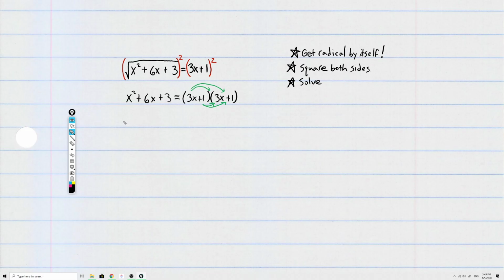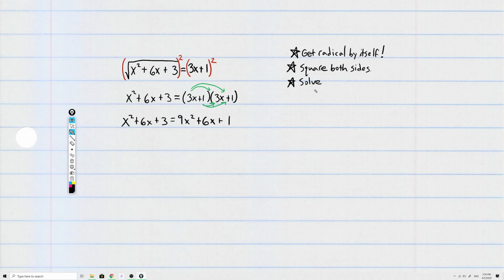So now this equation is x squared plus 6x plus 3 equals, let's see, 3x times 3x is 9x squared. And then we have 3x times 1, and then another 3x times 1. So that's plus 3x plus 3x, which is plus 6x. And then 1 times 1 is 1. So step 3 says solve.